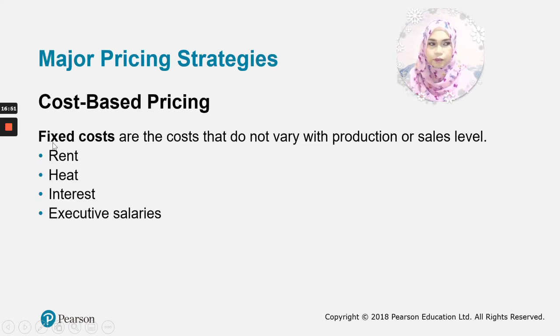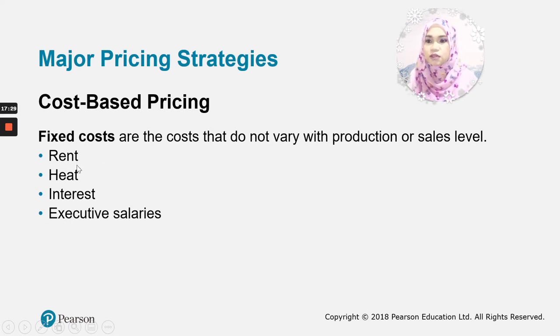There are actually two elements in the cost-based pricing, which is the fixed cost. I think you are a finance student, you should know this, right? To calculate your cost, there are fixed costs and also variable costs. Fixed costs are of course those costs that do not vary with production or sales level. So no matter how much or how little you produce, fixed costs will always be fixed. The name itself is fixed, so it will always be constant. Regardless of whether you produce more or less, fixed costs are constant.